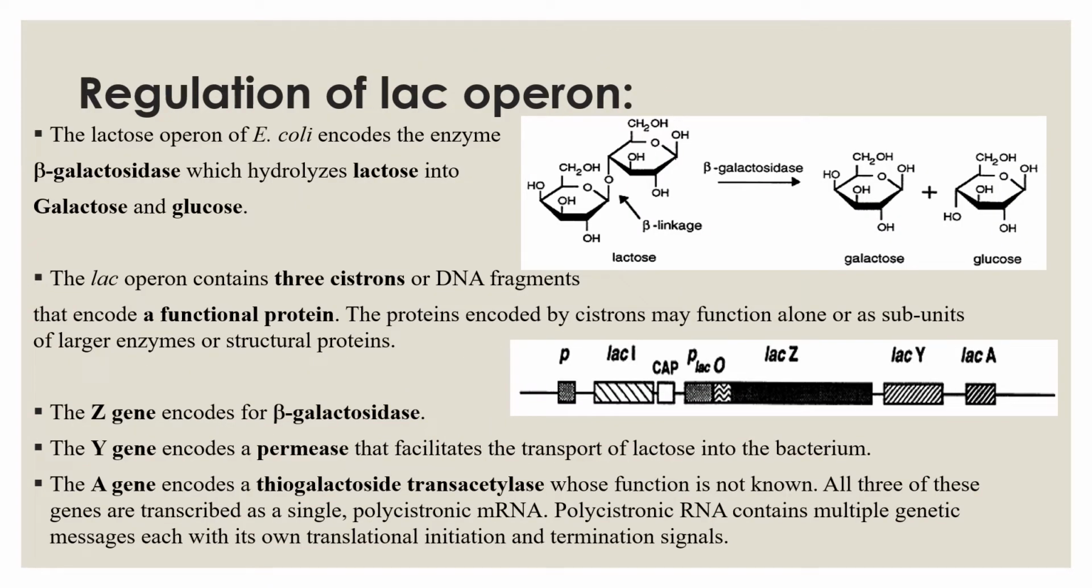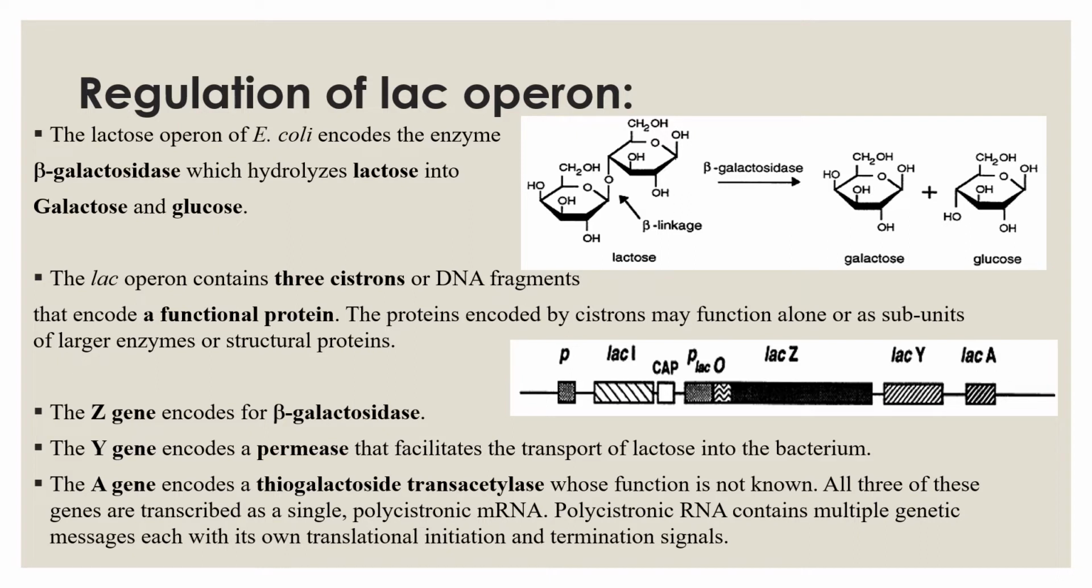Regulation of the LAC operon. The lactose operon of E. coli encodes the enzyme beta-galactosidase, which hydrolyzes lactose into galactose and glucose. The LAC operon consists of three cistrons, or DNA fragments, that each encode a functional protein. The protein encoded by a cistron may function alone or as subunits of larger enzymes or structural proteins.